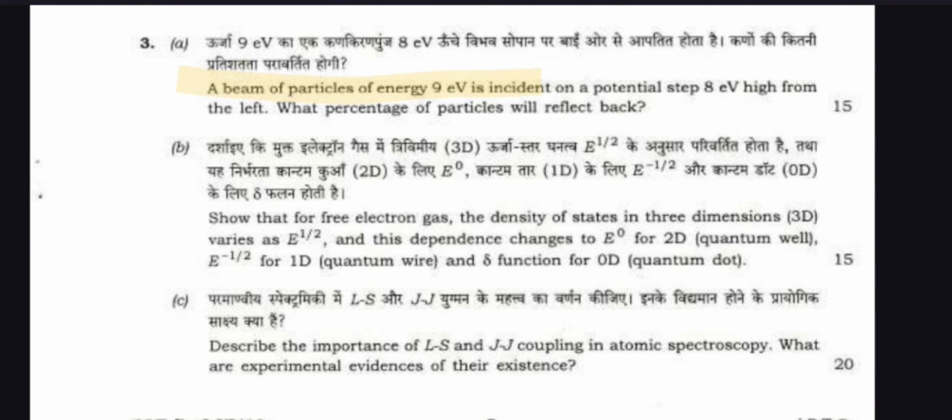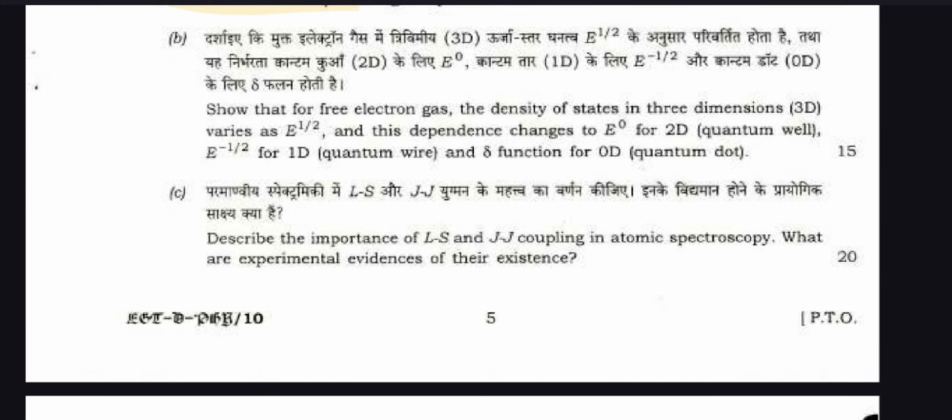A beam of particles of energy 9 electron volt is incident on a potential step 8 electron volt high from the left. What percentage of particles will be reflected back? Question b: show that for a free electron gas the density of states in 3 dimensions varies as E to the power 1 by 2, and the dependence changes to E to the power 0 for a 2D quantum well, E to the power minus 1 by 2 for a one-dimensional quantum wire, and a delta function for a 0D quantum dot.